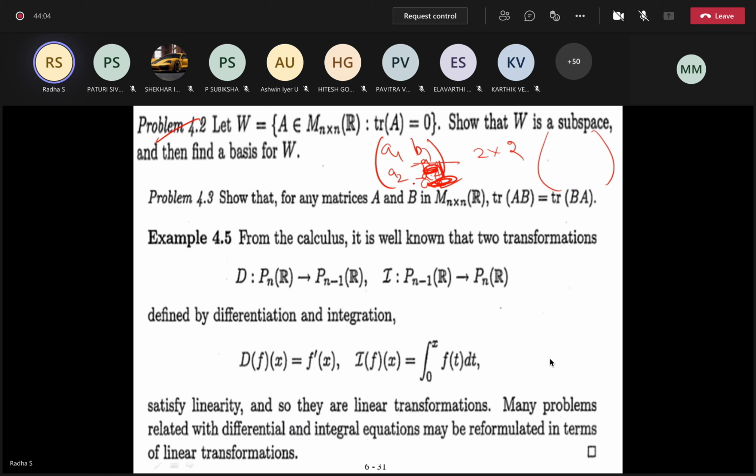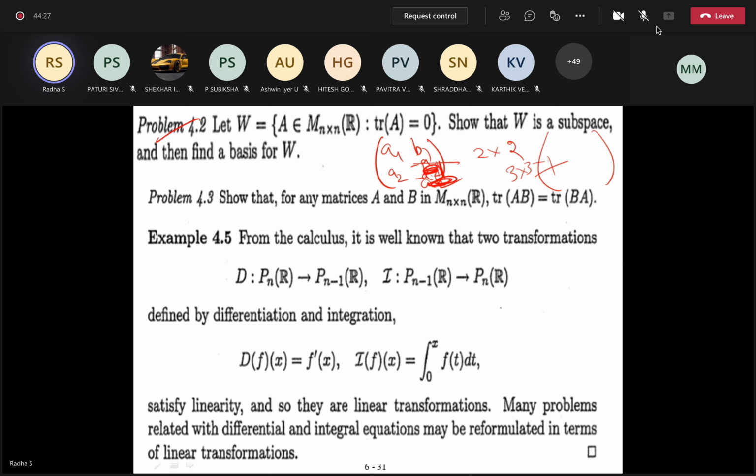3. How is that 3 obtained? 2 into 2 minus 1. N square minus 1, yes. 2 into 2 minus 1. So here also 3 into 3 minus 1. So what will be the dimension for n cross n? N square minus 1. Is that clear?